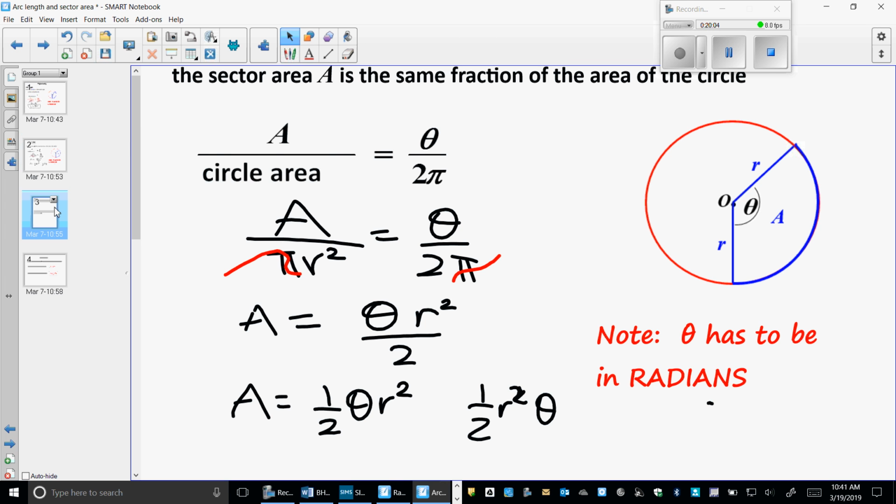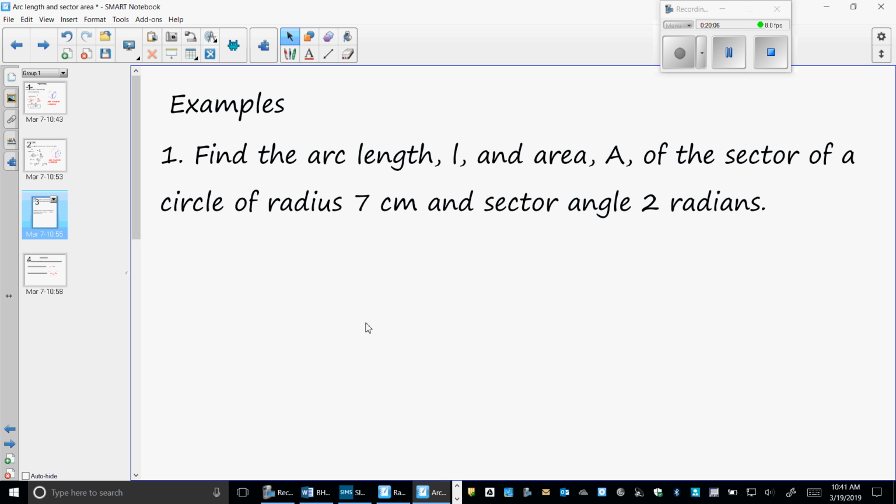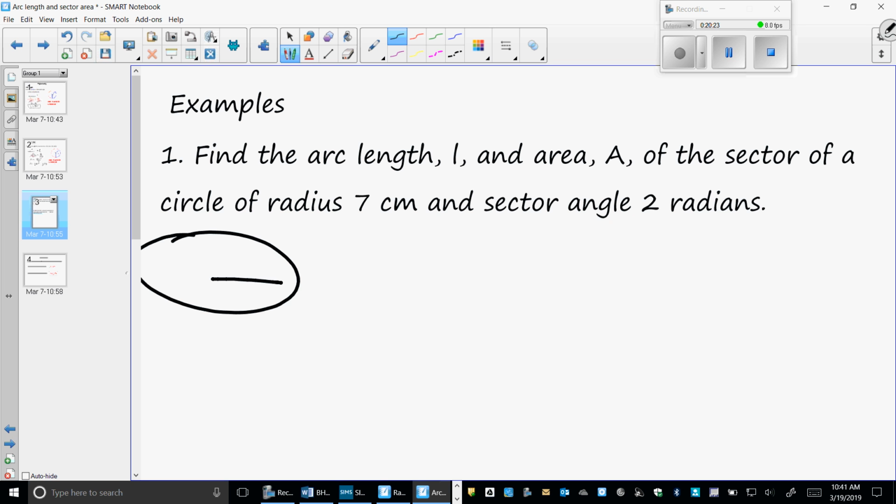So, I think we've got some examples, radians. Find the arc length L and area A of a sector of a circle with radius 7 and sector angle 2 radians. I'm a diagram person, I don't like lots of words, so I'd like to quickly draw one.